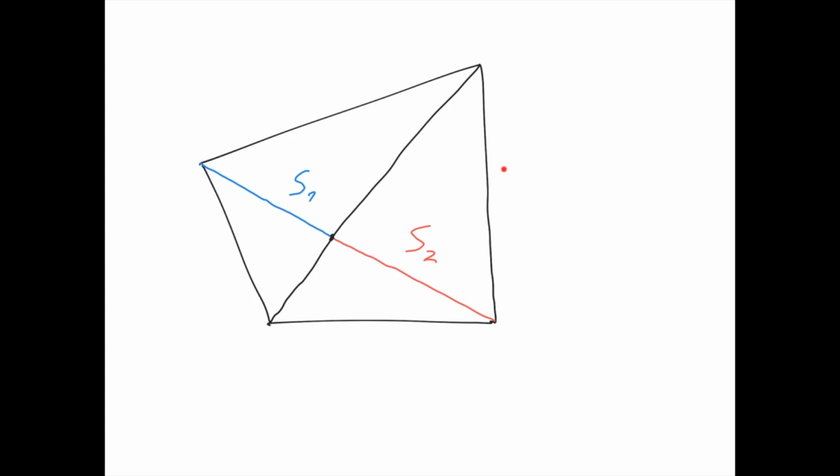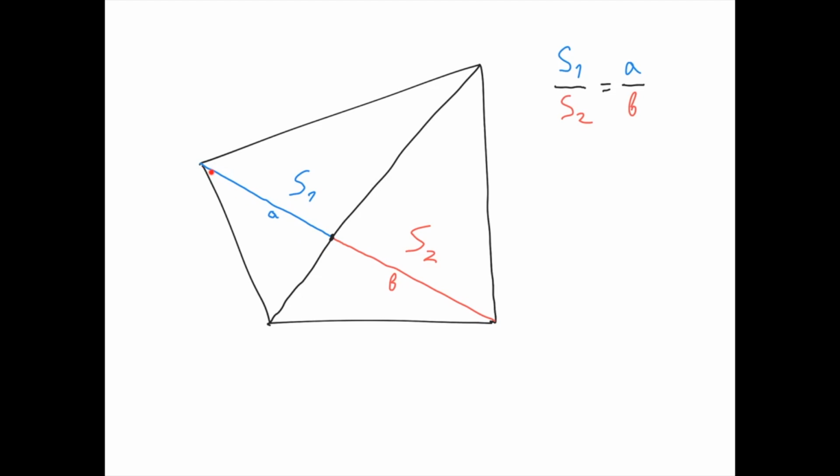We're given a quadrilateral, and one of its diagonals splits it into two parts. This triangle has an area S1 and this triangle has an area S2. The question is, can we find the ratio of the areas S1 divided by S2 by just using lengths of segments we have on the picture? And the answer is yes, we can. And now we're going to see how.